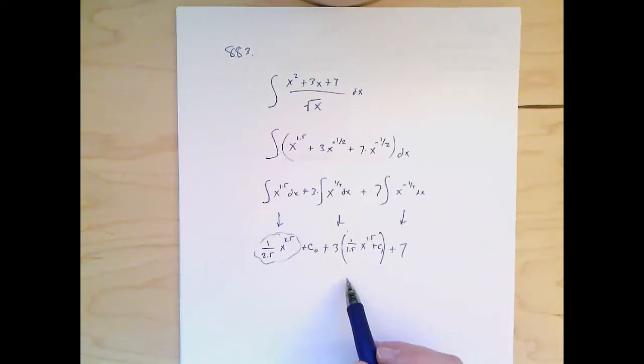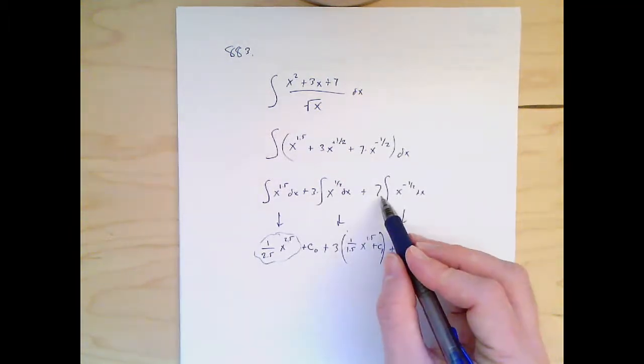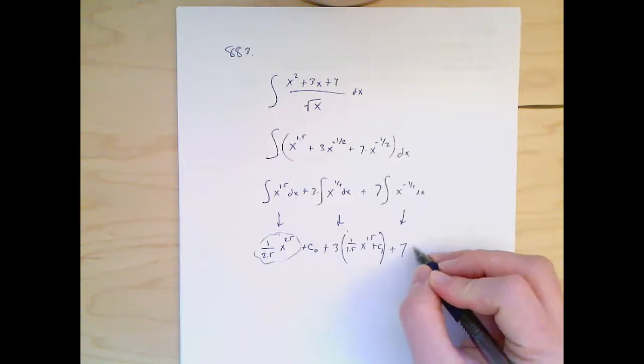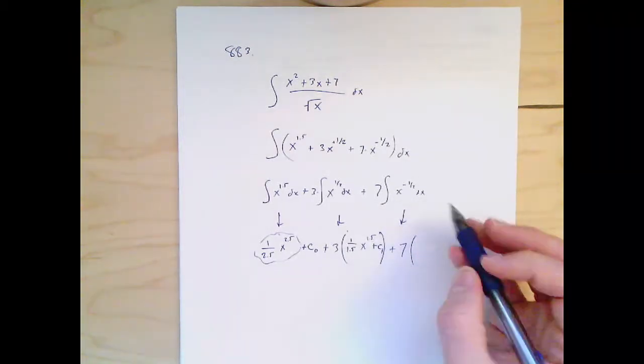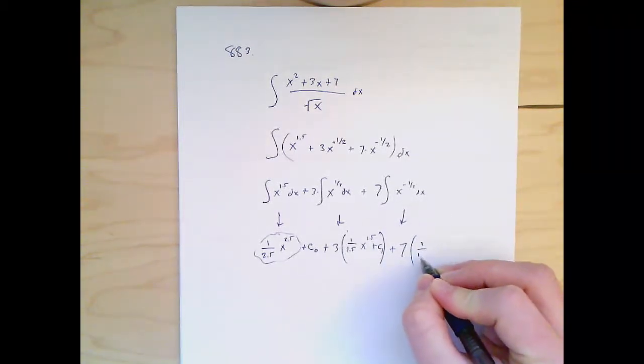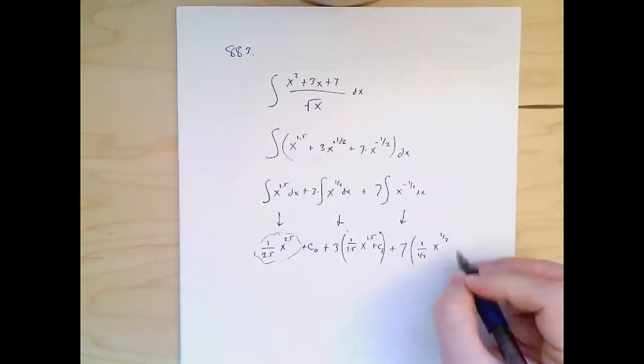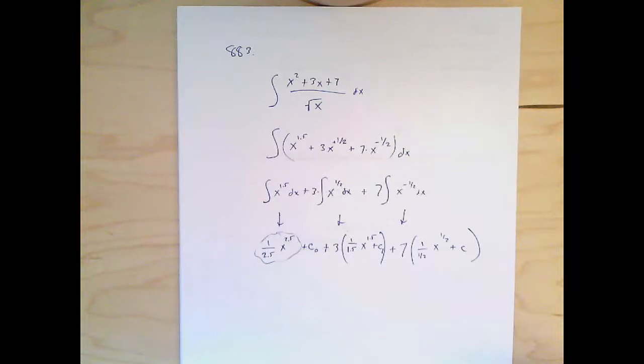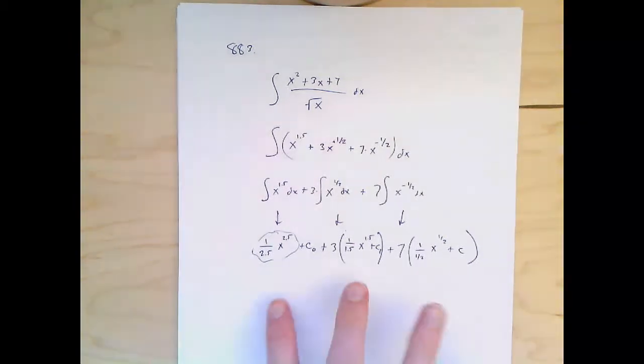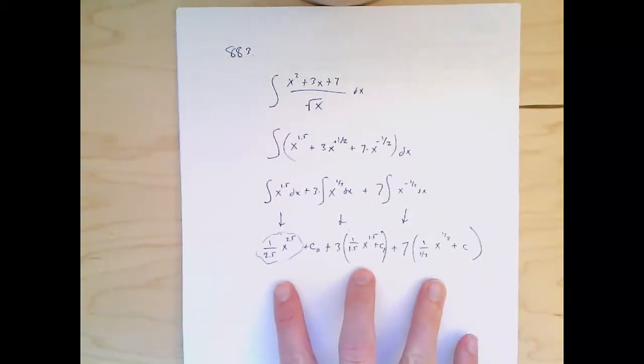Although actually, as you'll see in a second, it doesn't really matter. And then 7 on the outside. And let's see, so this is going to be 1 over 1/2 x to the 1/2 plus C2. All right, so that seems to have worked, although I wouldn't want you to leave your solution in this form because that's kind of gross.